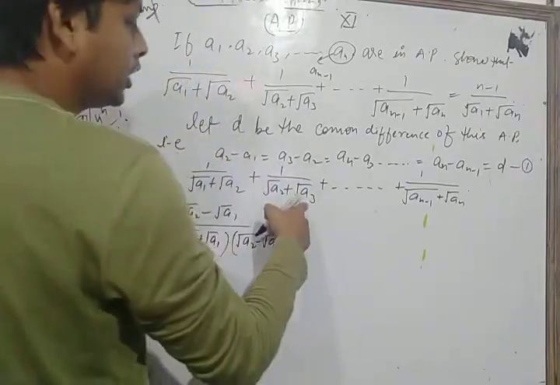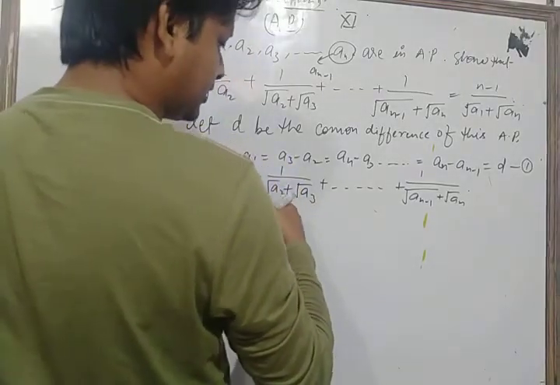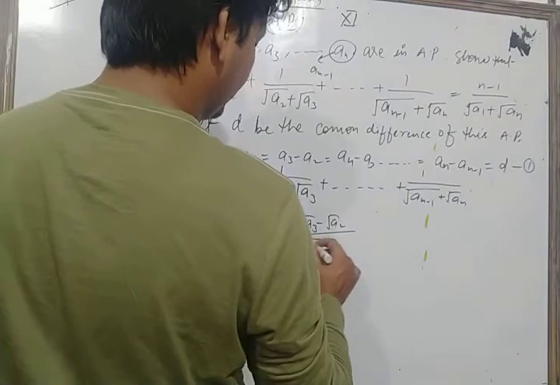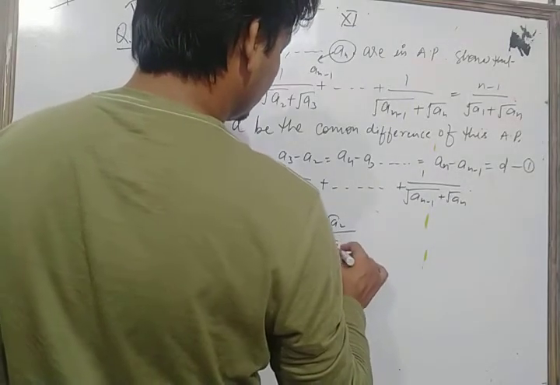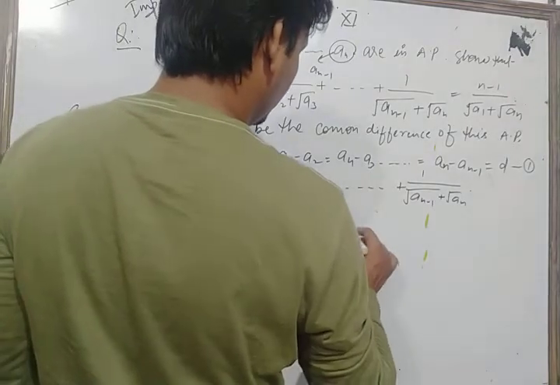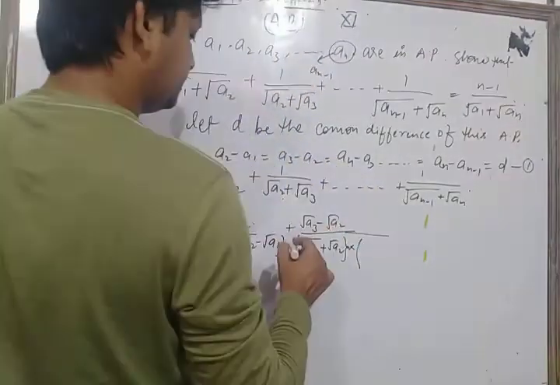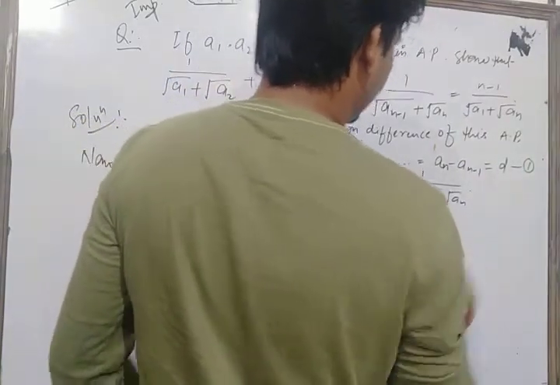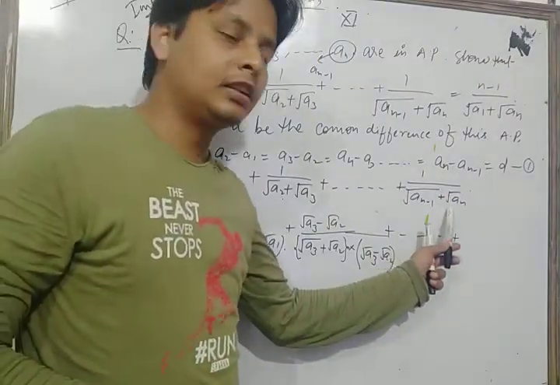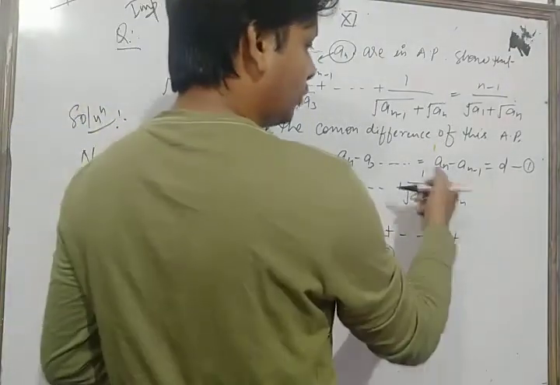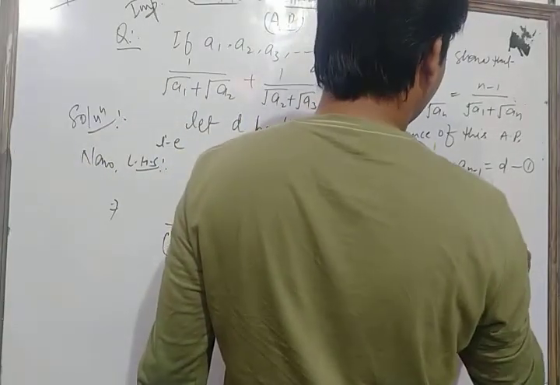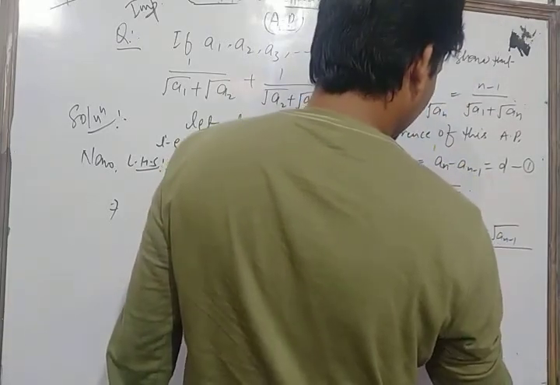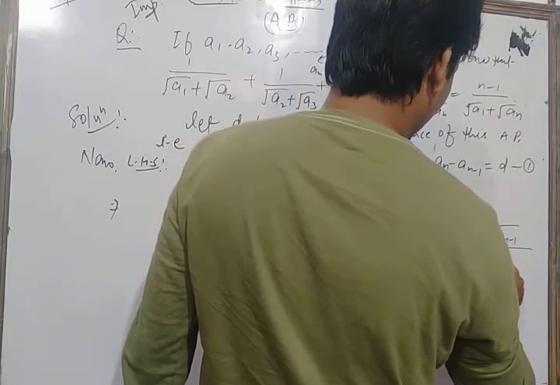Here we multiply both the numerator and denominator by under root a3 minus under root a2. So we have under root a3 minus under root a2 upon, in the denominator, under root a3 plus under root a2 into under root a3 minus under root a2, and so on. We apply the same process in the last part. We multiply both the numerator and denominator by under root an minus under root an minus 1, upon under root an minus under root an minus 1.